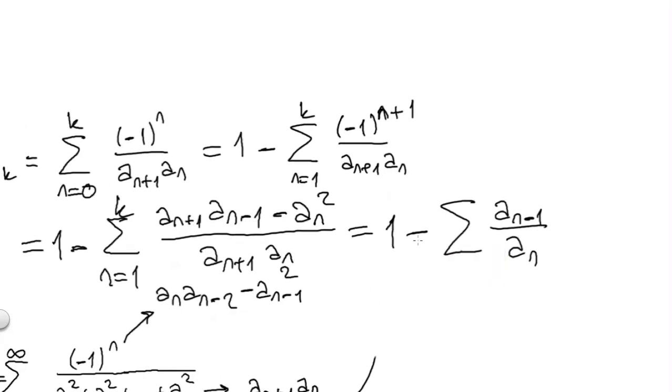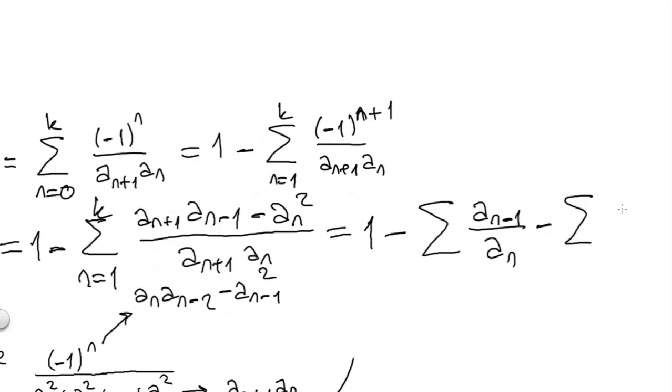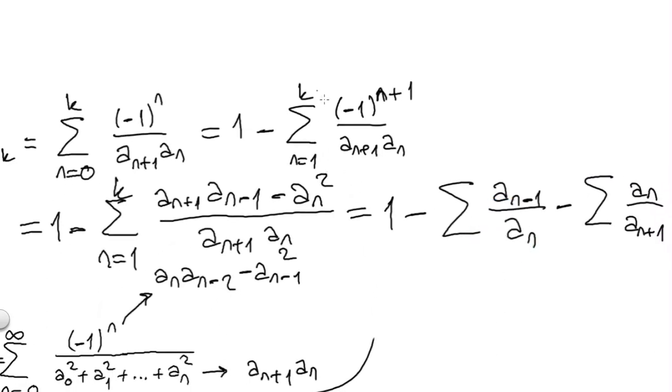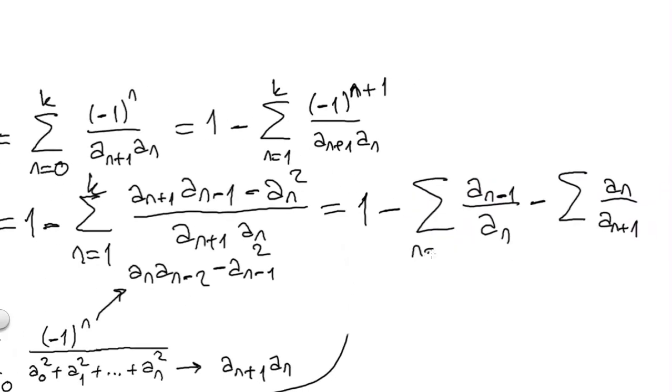And from the second part, I will get a_n over a_m plus 1 minus, let's separate it, a_n over a_m plus 1. And my sum is just from n equals 1 to k.